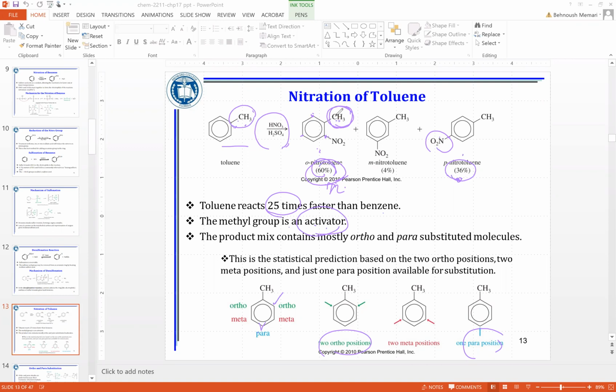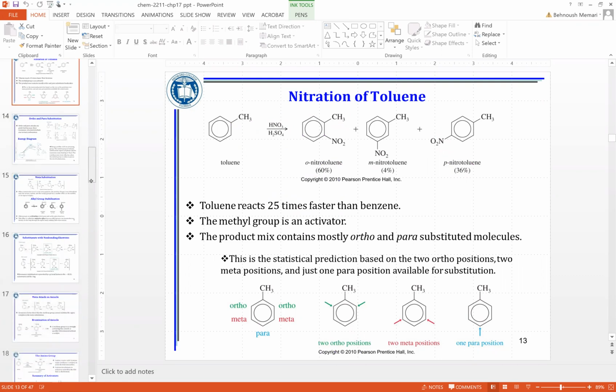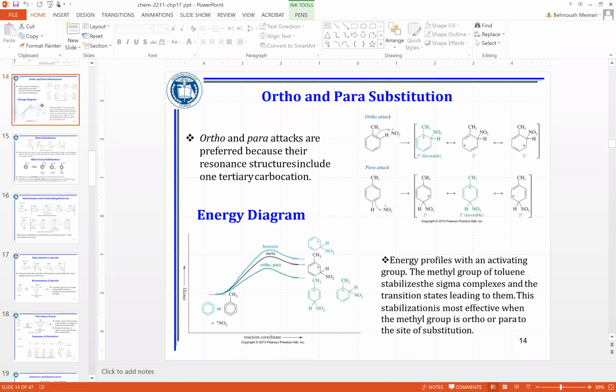If this group is huge, like a t-butyl group, this is going to be even lower because you have more steric hindrance. So ortho positions are sterically hindered by the group that is there already, but the para position is not going through steric hindrance. There's no problem with the para position. So for an activating group, in an electrophilic substitution reaction, the product is going to be more ortho and para.